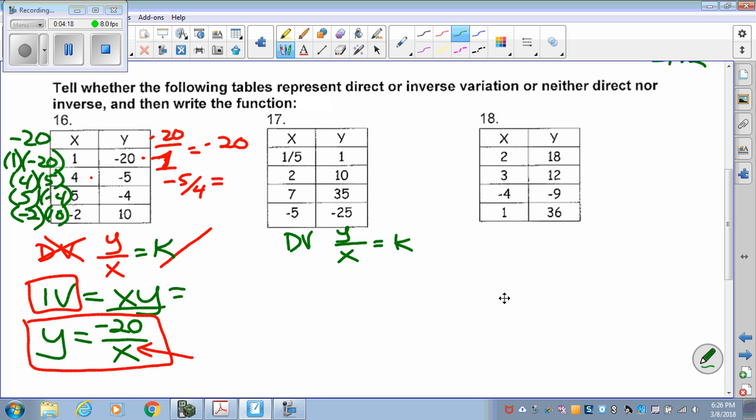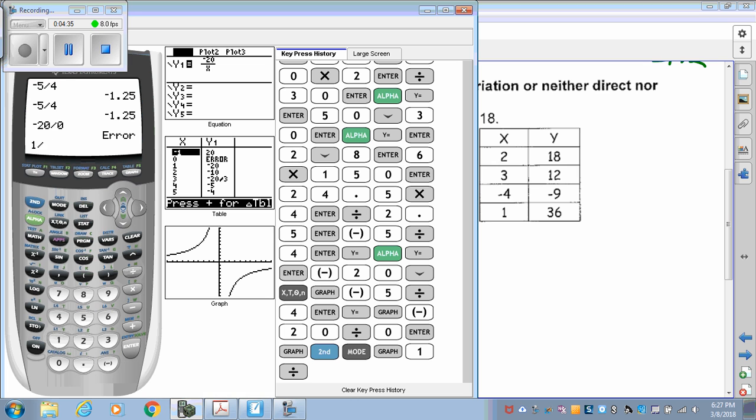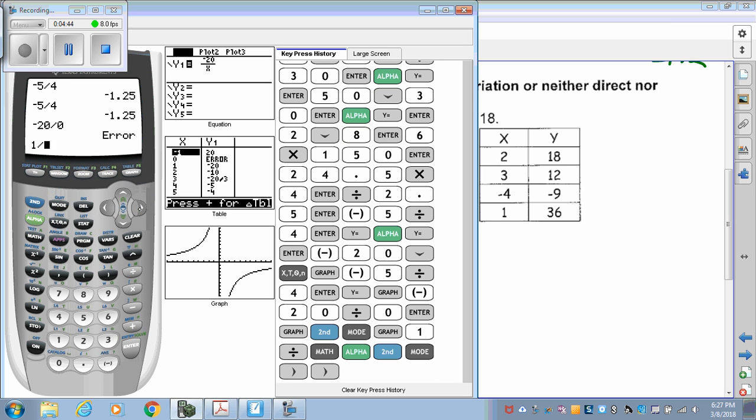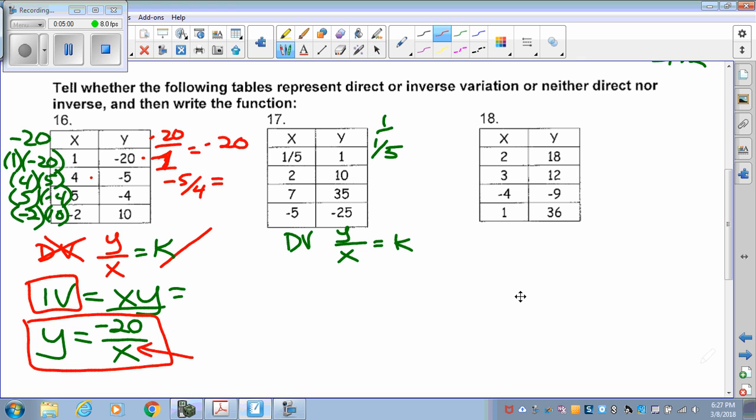So I'll take 1 divided by 1/5, right? So it would be 1 divided by 1/5. So let's try this out. 1 divided by a fraction. So I'm going to do, oops, not that. Quit. So 1 divided by 1/5 is 5.